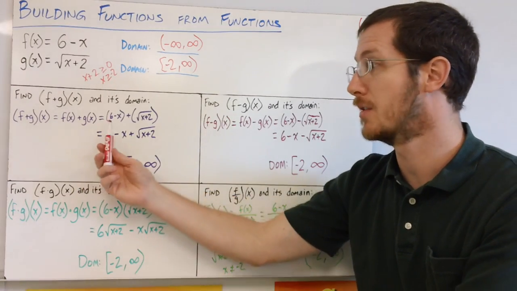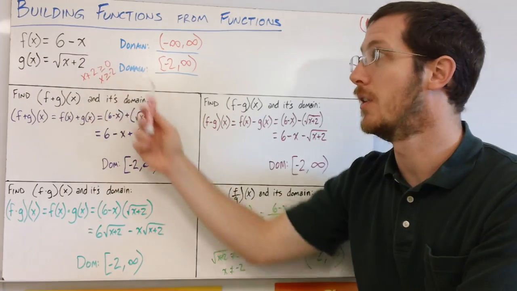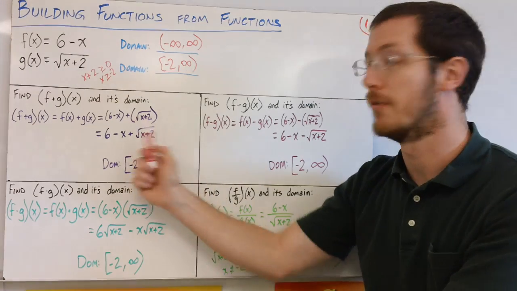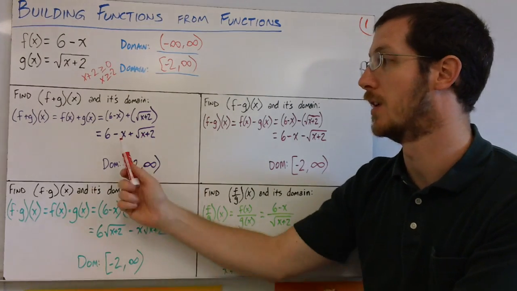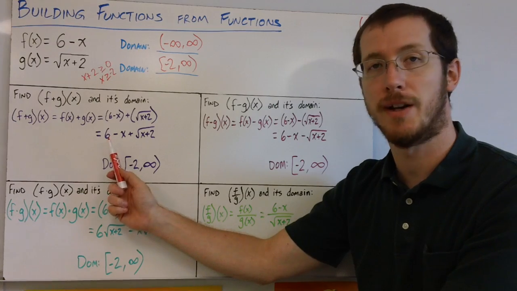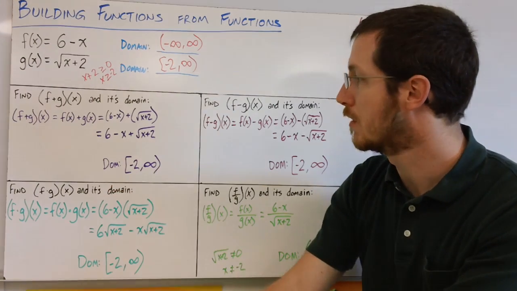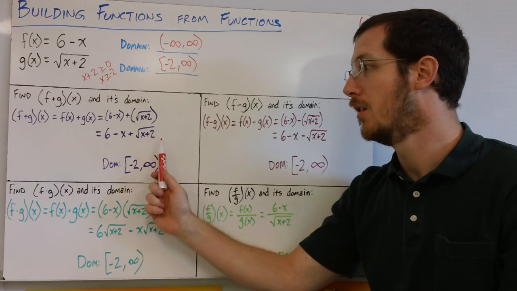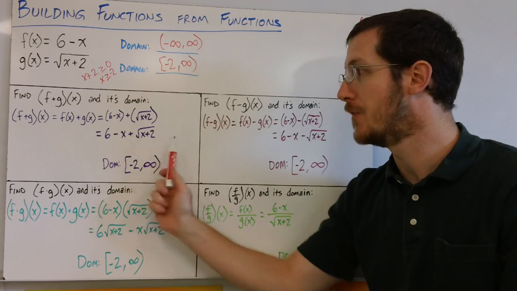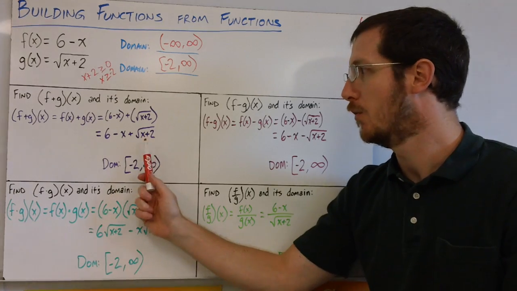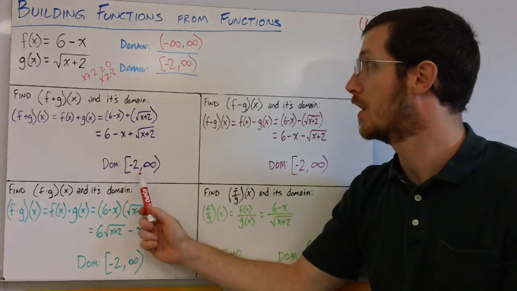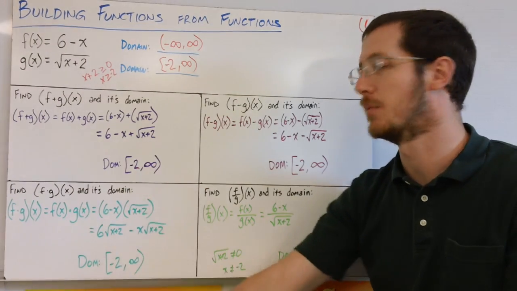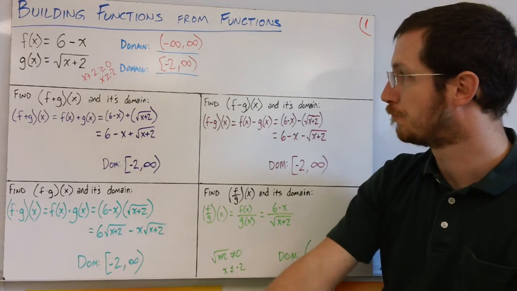So let's take that expression, replace the given functions, and then we simplify if we can. In this case, we don't have any like terms. There's nothing we can simplify. So f plus g of x is 6 minus x plus square root of x plus 2. Okay, the domain, if we look at our final function, we have that radical again. So we've got to restrict our domain just like we did in g of x, to where it's from negative 2 to positive infinity, including negative 2.